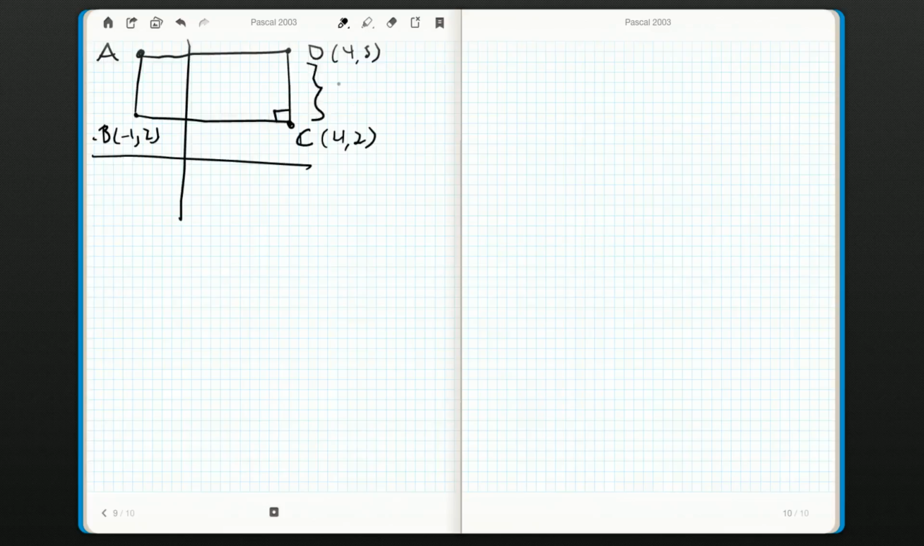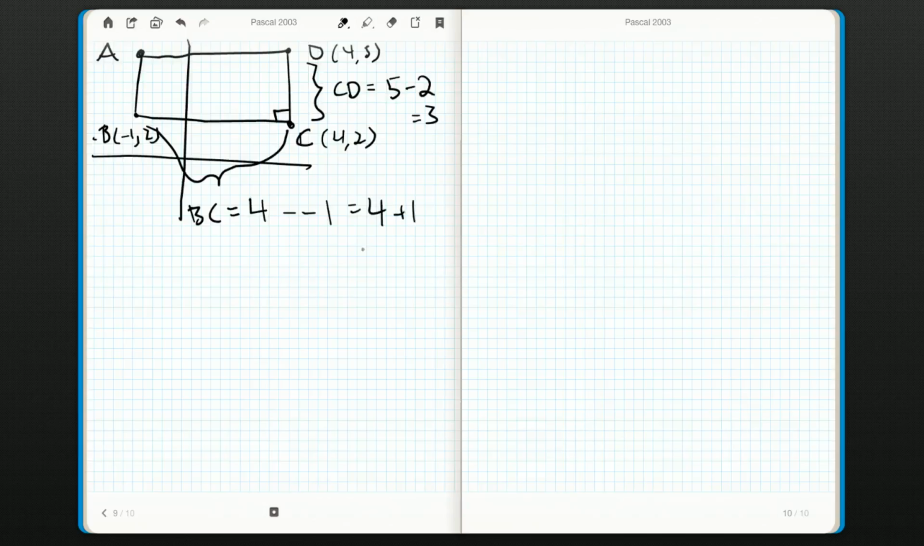So this length here, CD, well, that's going to be the difference in their y-coordinates, 5 minus 2, 3. And this length here, BC, well, B and C are both of the same height. So you could apply a distance formula if you know it, but really, it's just how many units from -1 up to 4. Well, it's a difference of 4 minus -1. 4 minus -1, that's really 4 plus 1. That's 5.